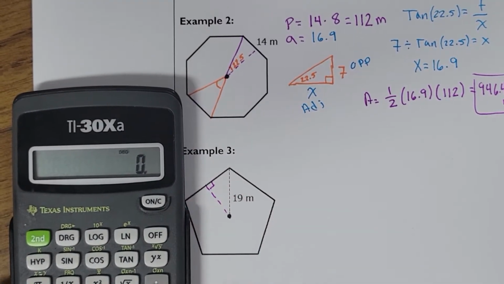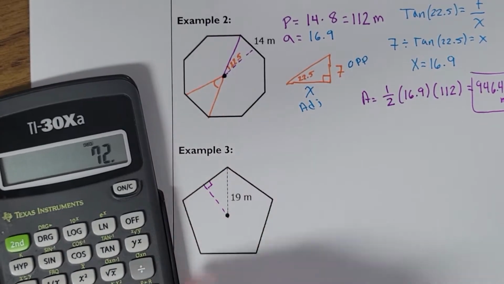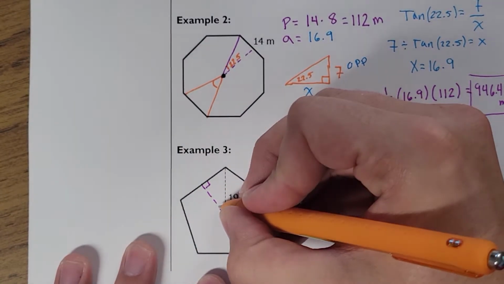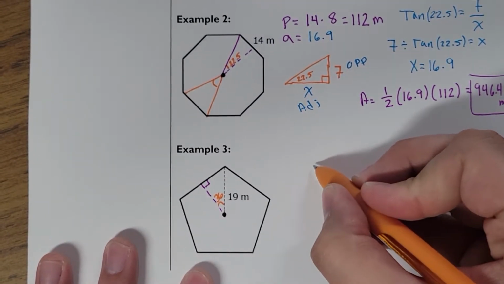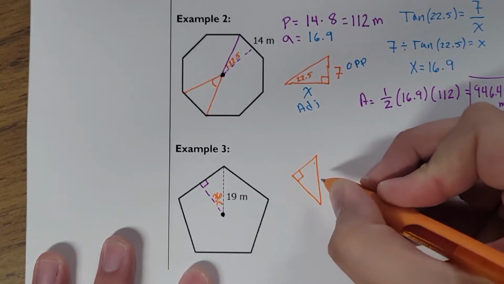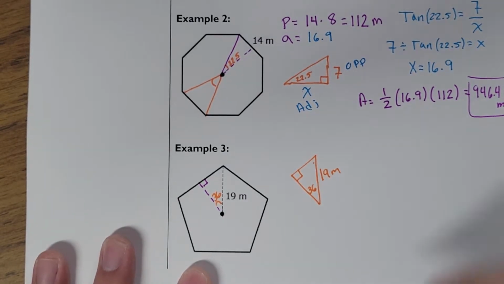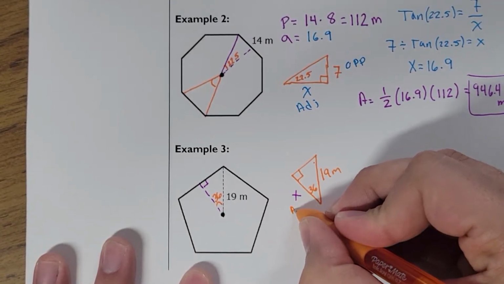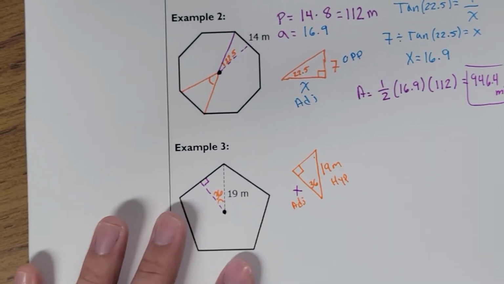So this is 5 sides, so let's take 360 and divide it by 5. So I can see that each big angle is 72. Divide it by 2 to split it into just that one little half. And I get 36 here. So let's start by finding the apothem. So I've got this right triangle, 36 degrees here, 19 meters here, and I need to find this side. So I've got my adjacent side, and across from the 90, that's my hypotenuse side. So it looks like this is going to be a cosine function.